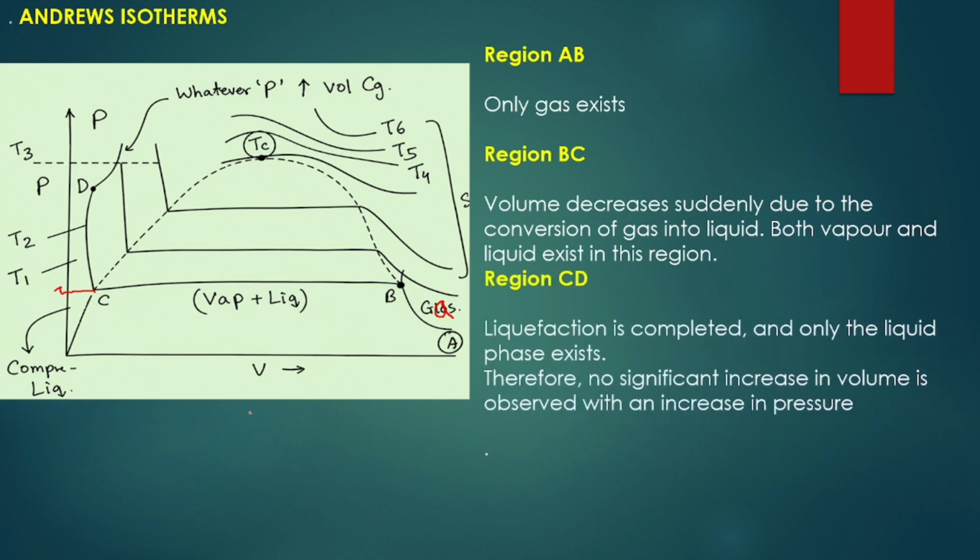Next, region CD. See this region CD? Liquefaction is almost completed, and in C and D there is no gaseous particle. In the CD phase, only the liquid phase exists. Therefore, there is no significant increase in the volume. Between C and D, volume remains the same. Volume is not changing because it has almost reached the liquid state.